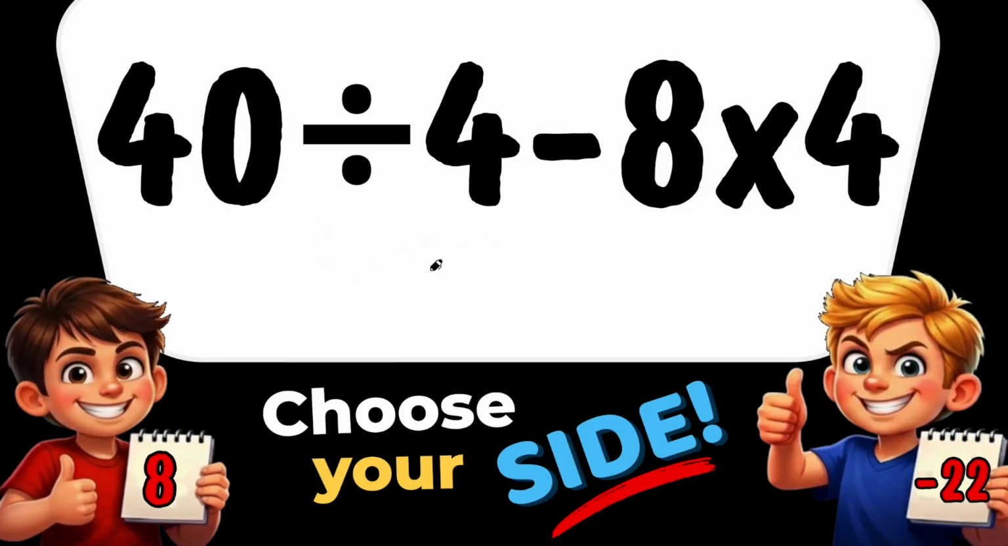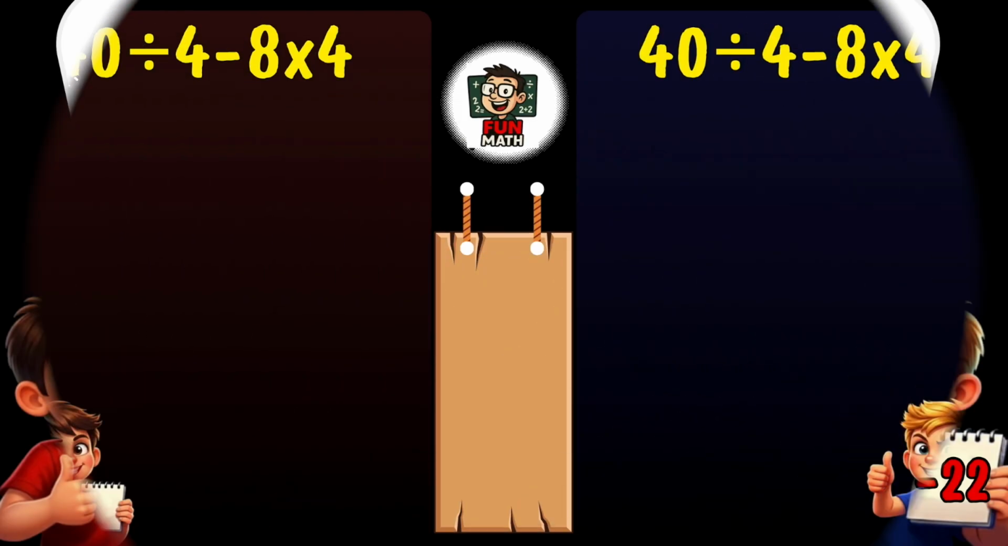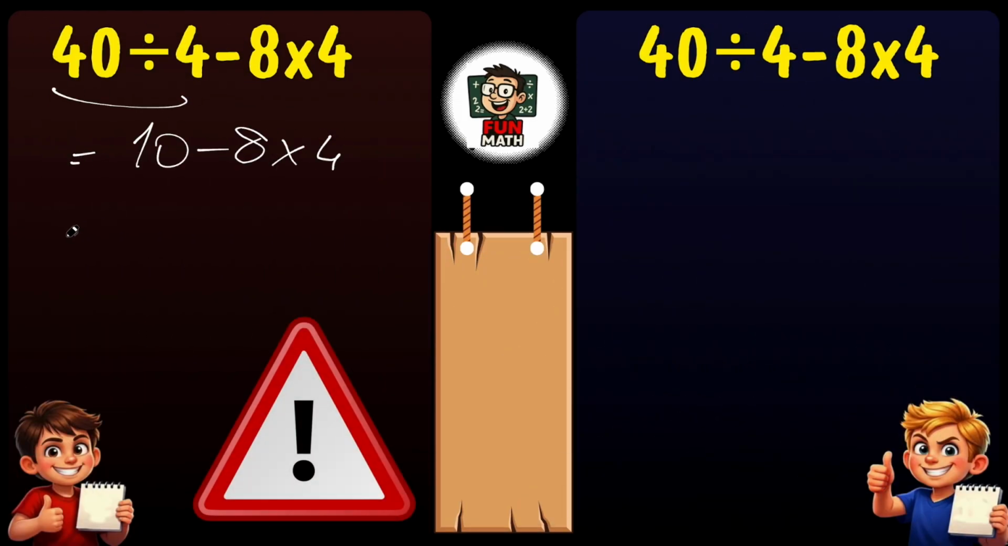Most people get this wrong. What is 40 divided by 4, plus 8 times 4? Try it before I solve it. Let's see where the mistake happens. If you got 42, your answer is wrong.